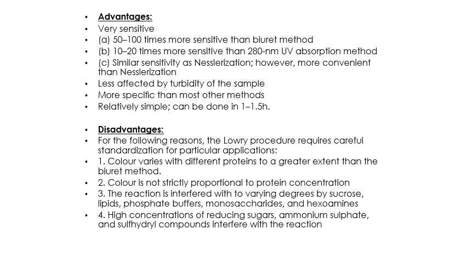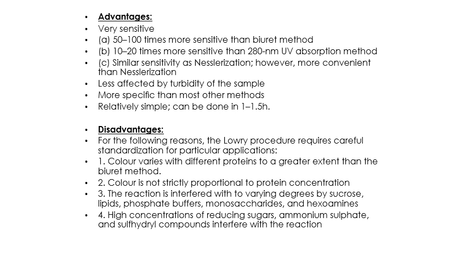It has similar sensitivity to nesslerization, but is more convenient to perform. It's less affected by turbidity of the sample and is more specific than most of the other methods. It's relatively simple. It can be done within 1 to 1.5 hours. But the problem with this Lowry procedure is that it requires careful standardization. The color varies with different proteins to a greater extent than the biuret method. Color is not strictly proportional to protein concentration.